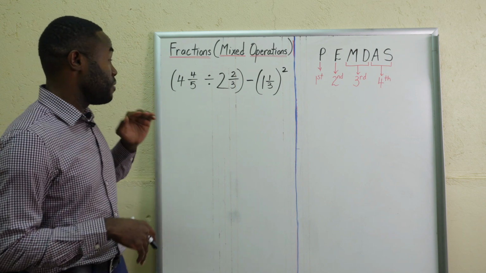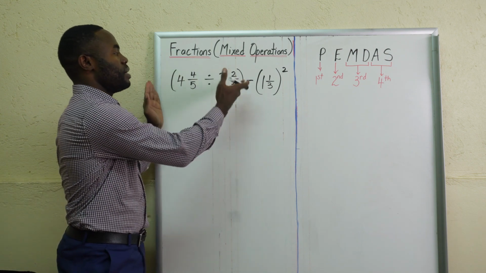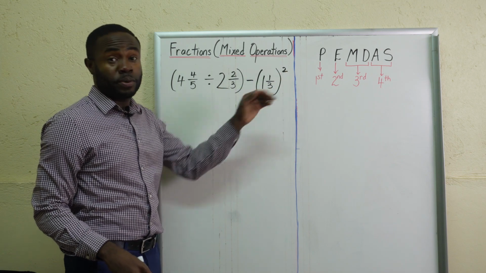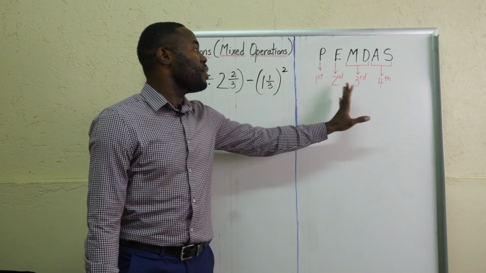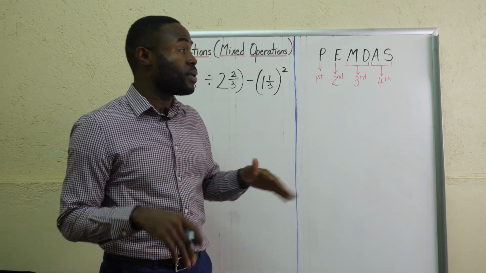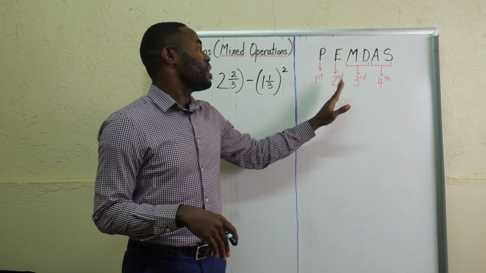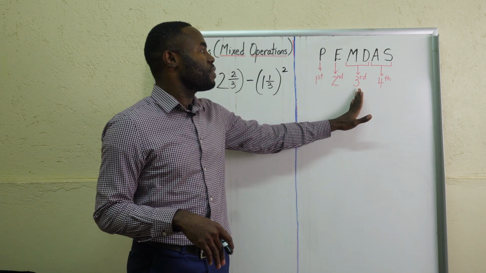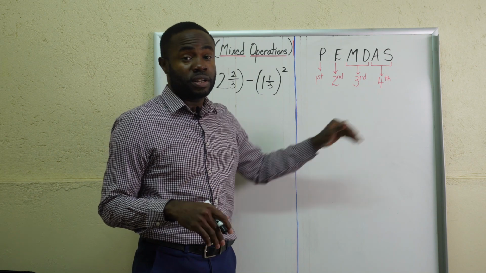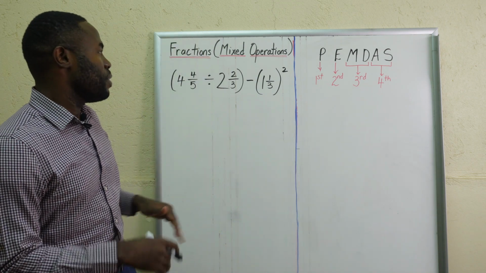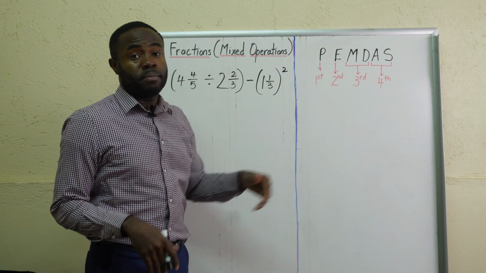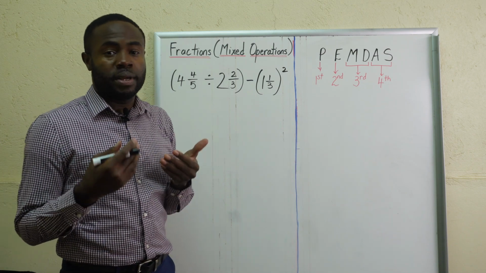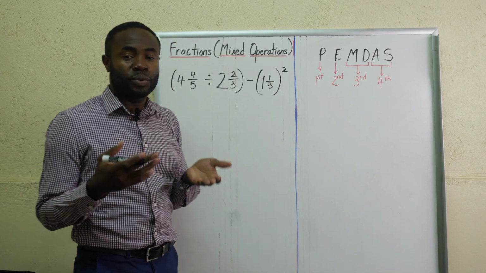In this question, if you look closely, you notice that we have a parentheses, division, subtraction, and an exponent. Now, if we follow PEMDAS, we would work what's in the parentheses first, then the exponent second, then division or multiplication third, then addition or subtraction fourth. However, before we start applying PEMDAS, I am suggesting that we convert all of these mixed numbers to improper fractions. So let's do that first.